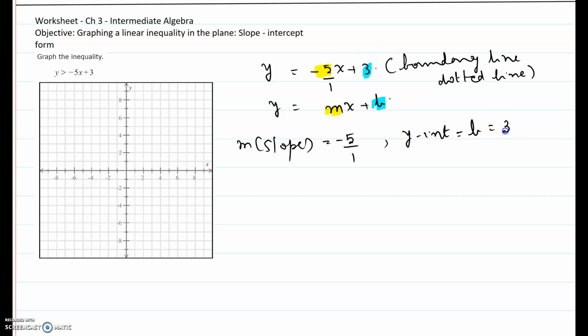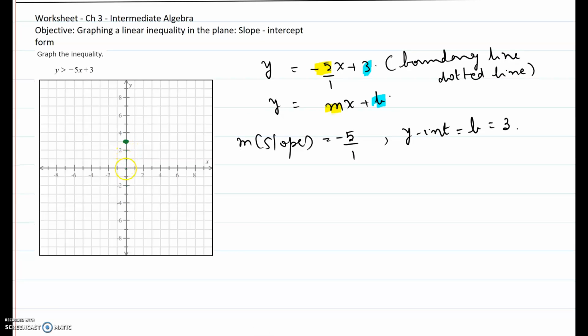The y-intercept b is equal to 3. We start off with the y-intercept 3, and then we'll go down 5 units and forward 1. Because the slope is negative, we are moving down 5 units. 1, 2, 3, 4, 5. So 3 minus 5 will be negative 2.